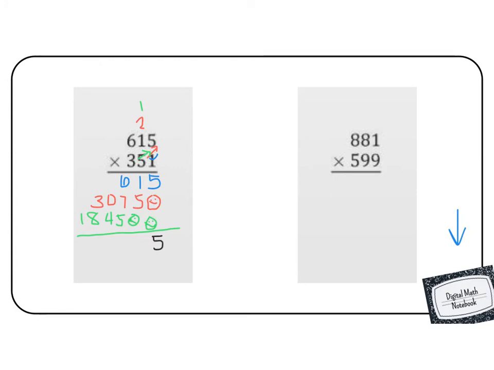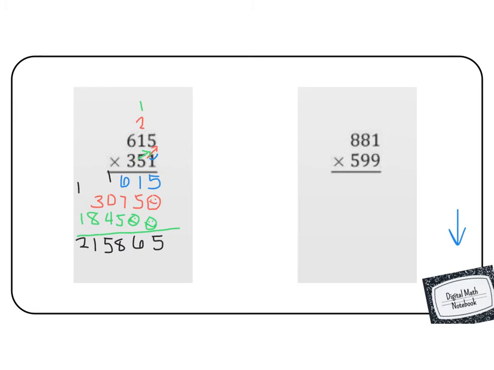5 plus 1 is 6. 5 plus 6 plus 7 is 18. So 8, carry the 1. 4 plus 1 is 5. 3 plus 8 is 11. So we carry the 1. And 1 plus 1 is 2.